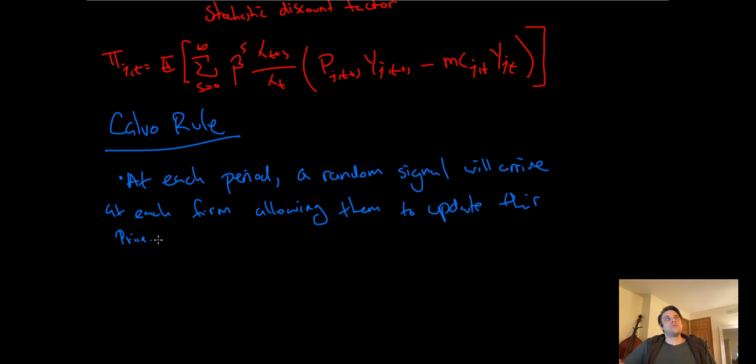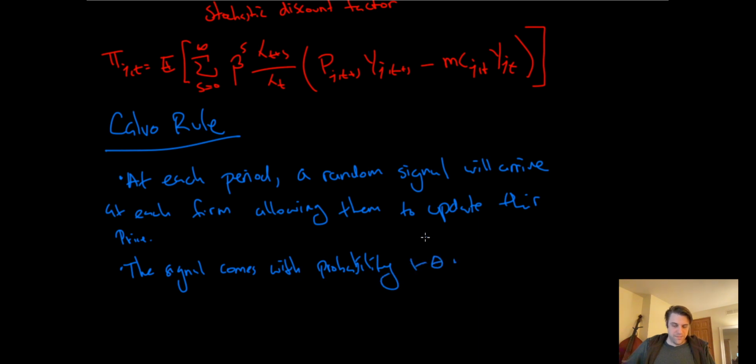Okay, so the idea is you're a manager, you sit in your office. Every day you can get a phone call. And if you get the phone call, then you're allowed to change your price. Think of it as like a price setting board from the government or something. And this signal comes with probability 1 minus theta.